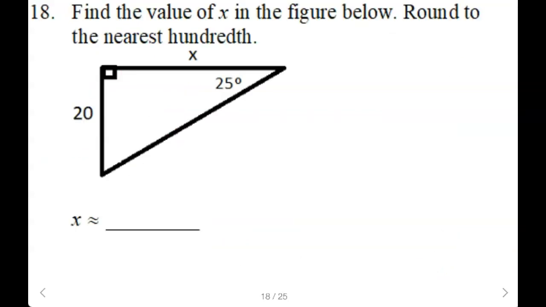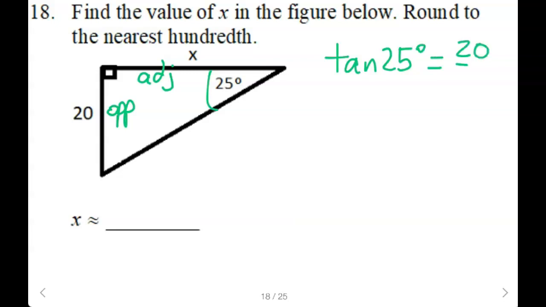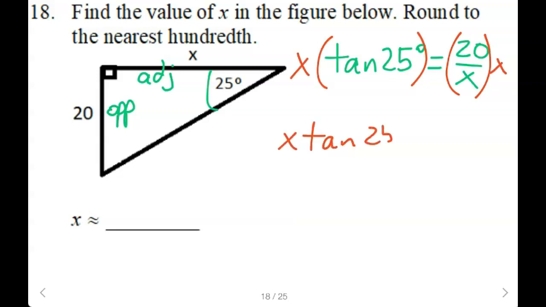All right, here looking from this 25-degree angle, we have the opposite, and we have an expression for the adjacent. So the trig ratio that we should use here is tangent. Tangent of 25 degrees equals 20 over x. To get rid of division by x, we'll multiply both sides by x. So we have x times the tangent of 25 degrees equal to 20.